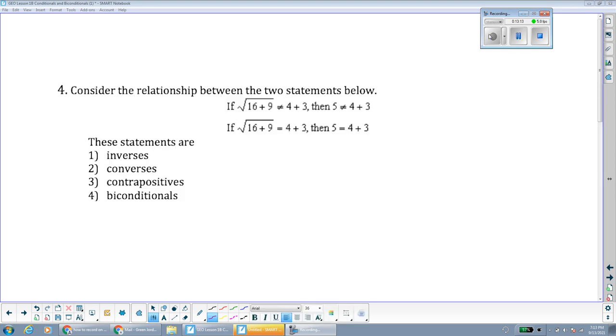Finally, here's one more to wrap it up. So take a look and see if you can determine the answer. Remember to pause once again. The correct answer is 1. These statements are inverses of each other.